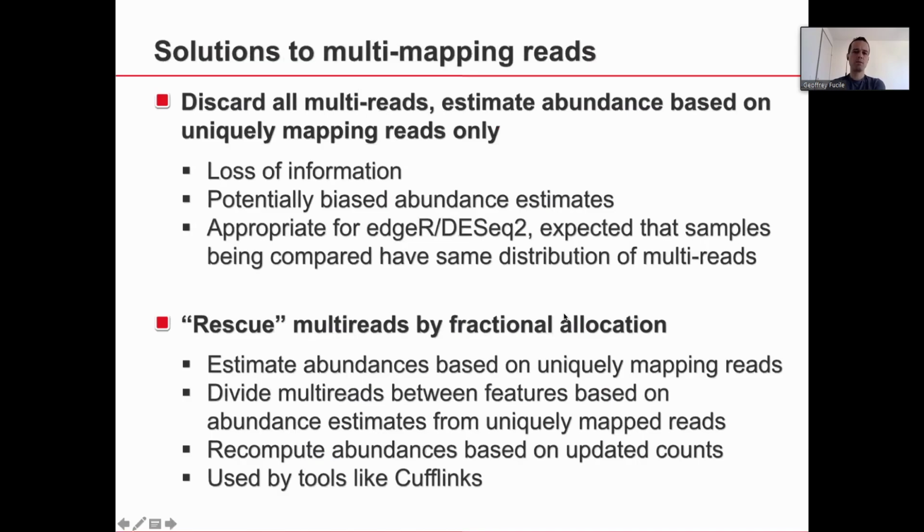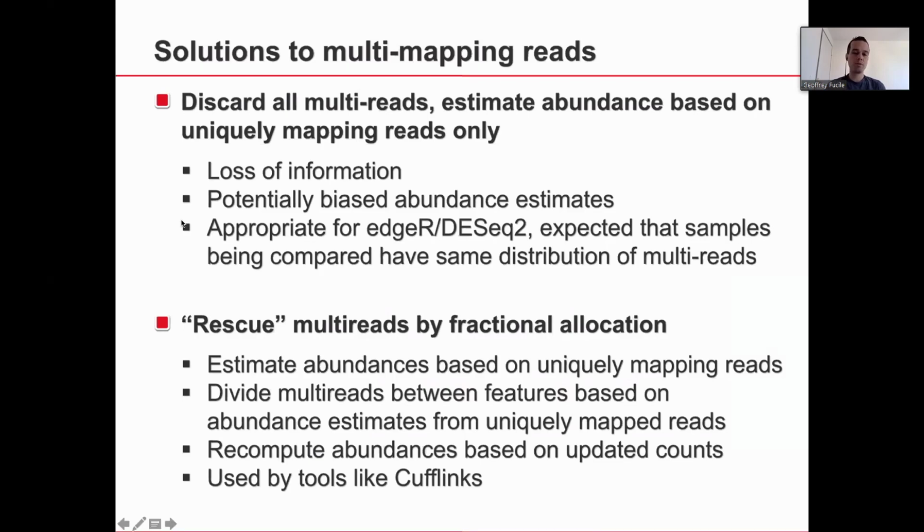So indeed, the simplest approach is actually just to discard the multi-mapping reads. You lose some information, but not a huge amount in most cases. You can introduce some biases, but this is actually an appropriate approach for the standard workflows. And it's actually not that much of a loss of information, and it's the safer way to go about it. And at least it's clear what it is you're talking about.